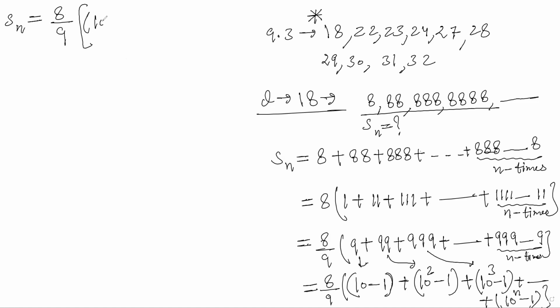Now the first GP is 10 plus 10 square plus 10 cube up to 10 to the power n. And the second is minus 1, minus 1, minus 1, minus 1. How many times is this minus 1? How many times am I adding minus 1?